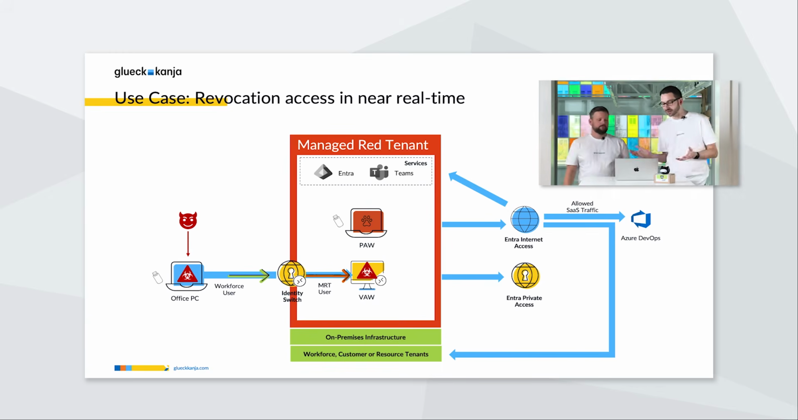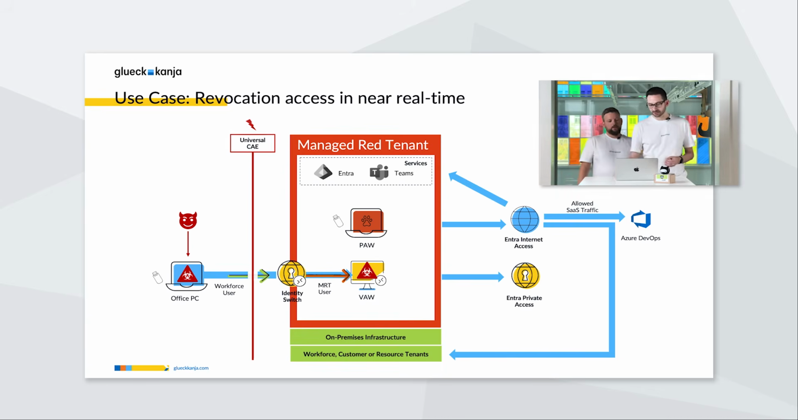So let's see, an attacker has compromised an Office PC, like using an infostealer or something like that. Click on a mail or whatever. There's a couple of options you can use as an attacker. And then you have the risk that this whole accessing chain is under risk.